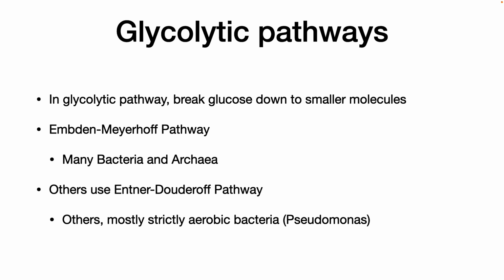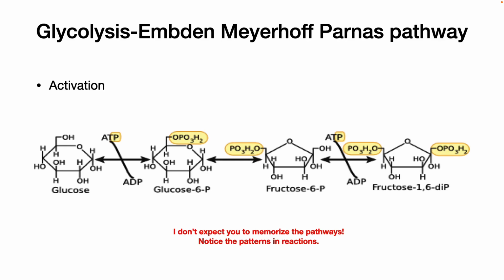Common pathways that are used are the Embden-Meyerhof pathway, EMP, and the Entner-Doudoroff pathway, EDP. EMP is found in many different bacteria and in eukaryotes. This is likely the one that was covered in your biology class. EDP is used by other bacteria, typically strictly aerobic bacteria such as Pseudomonas. I will go through the Embden-Meyerhof pathway quickly as you have seen it multiple times.